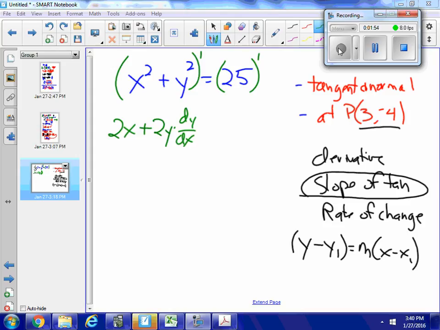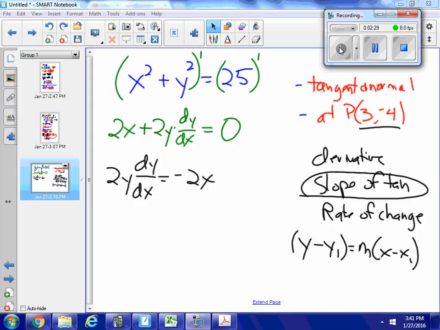Remember, because y is a function, I'm using the chain rule right here. I need the derivative of the outside function, which is 2y, times the derivative of the inside function. I don't know what it is yet, but it has to be with respect to x. And I take the derivative of 25, and that's equal to 0. So if I'm trying to find dy/dx, the derivative of this curve, I need to get that all by itself on one side. So 2y dy/dx is equal to negative 2x. I subtracted 2x from both sides.